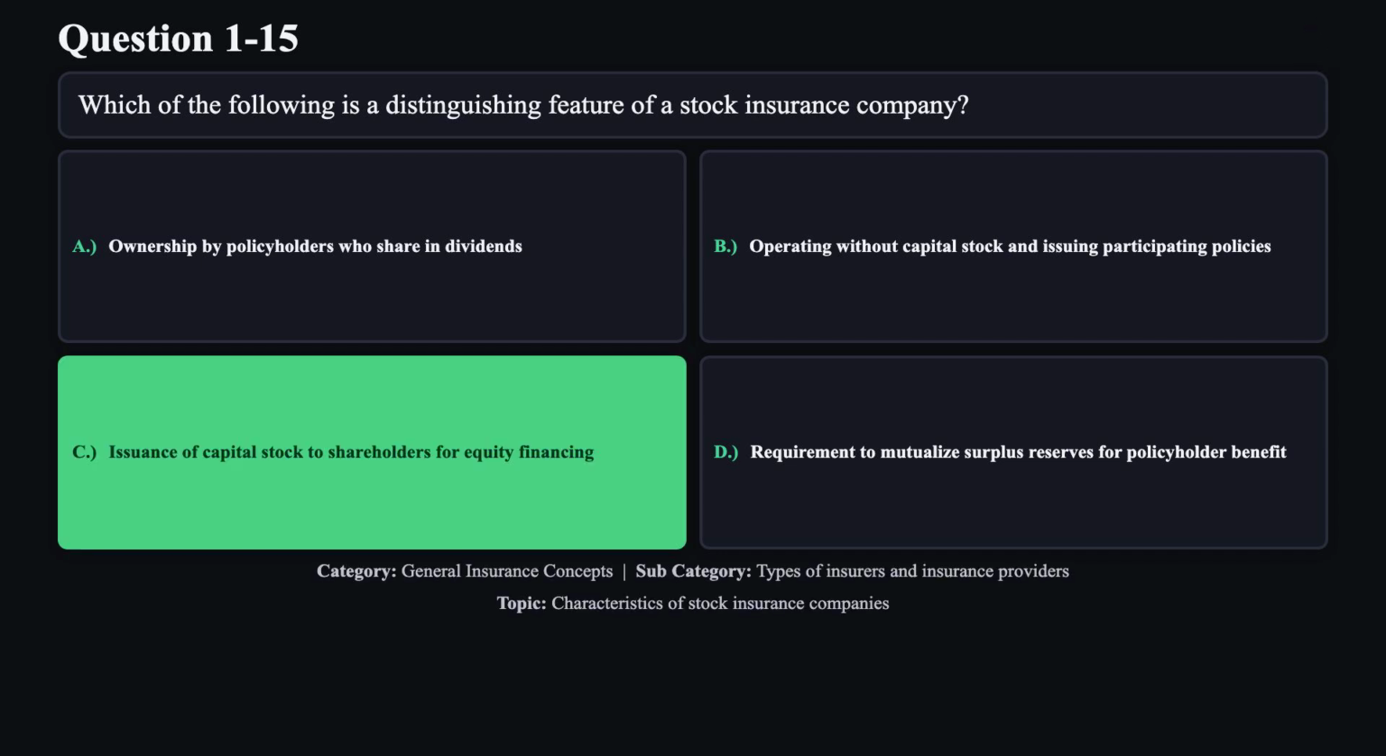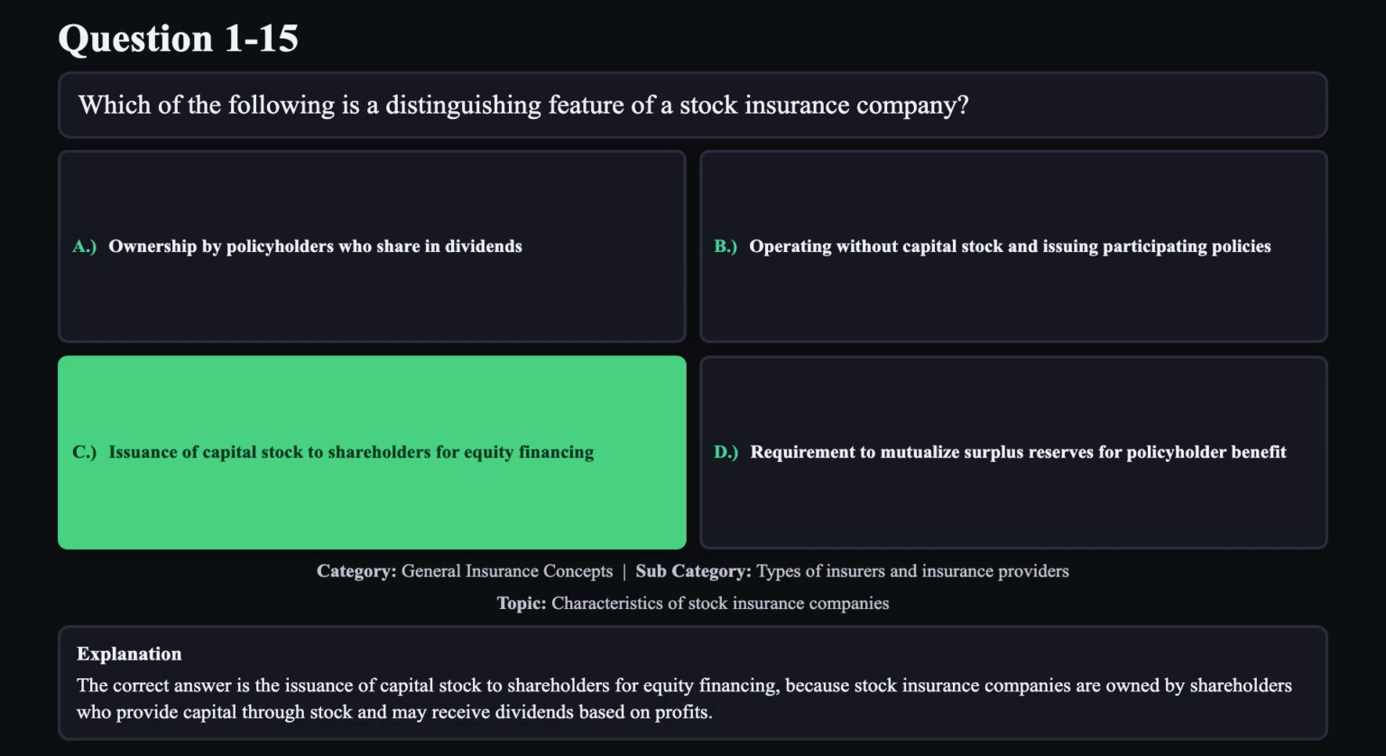The correct answer is C. The correct answer is the issuance of capital stock to shareholders for equity financing. Because stock insurance companies are owned by shareholders who provide capital through stock and may receive dividends based on profits.